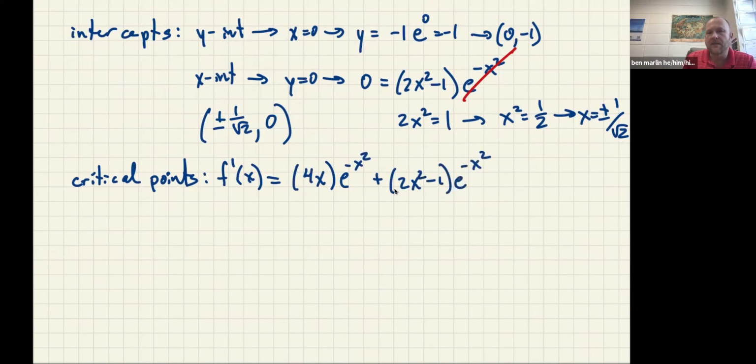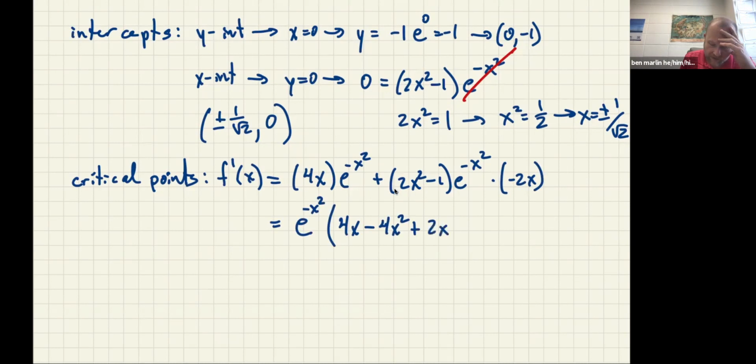Any exponential, when you take its derivative, you get back the same thing, but then you have to multiply by the derivative of the thing that was in the exponent. Now, if you factor the e to the minus x squared out there, you are left with 4x minus 4x squared plus 2x. Okay. And you can see that we are going to get some x's that we can pull out there.